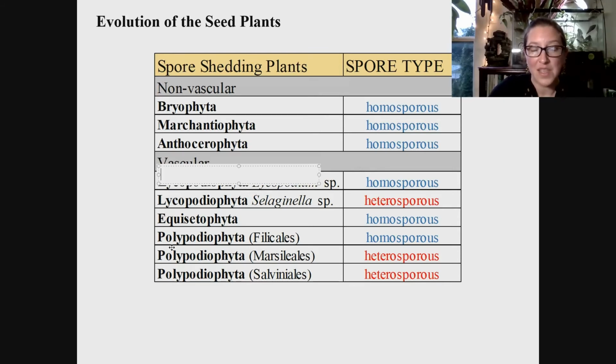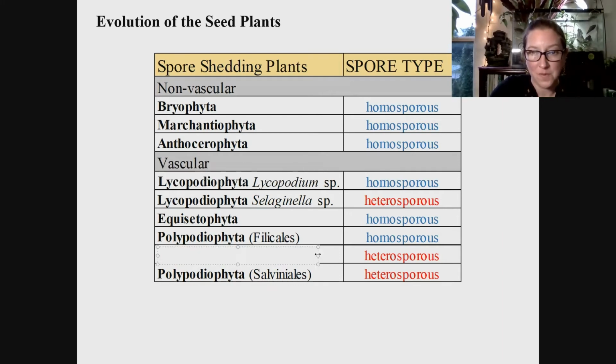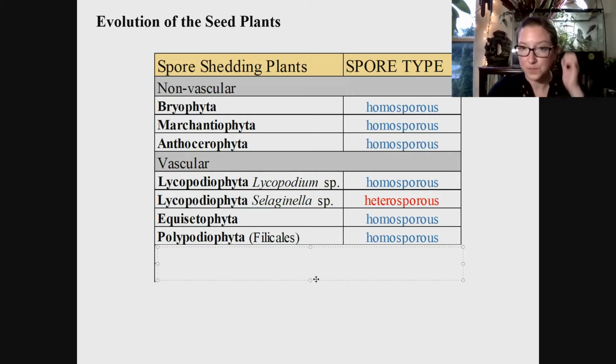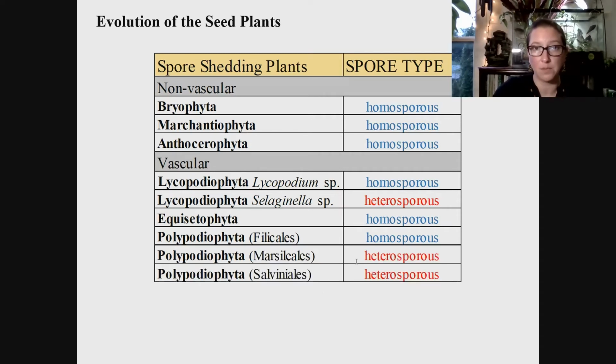And then these, don't worry about these here. The ones I'm covering over are those aquatic ferns, right? But look, from the top, mosses, liverworts, and hornworts are all homosporous, one type of spore. The sporophyte makes one type of spore. Lycopodium, the sporophyte makes one type of spore. Selaginella, the sporophyte makes two types of spores, right? Microspores and megaspores. Horsetails, Equisetophyta, we didn't cover, so don't worry about them. And then ferns, the terrestrial ferns, are also homosporous, right? That's what we see here. Don't worry about those ones on the bottom.